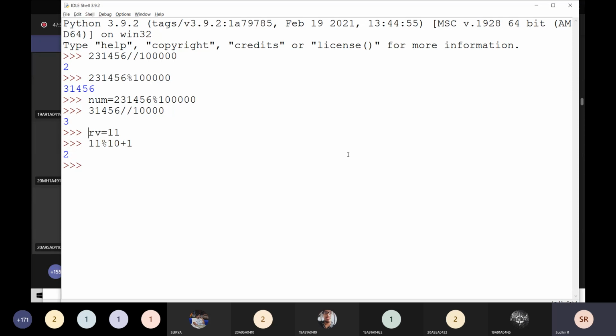Okay, for example, if it is going to be 10, again I'm going to write 10 mod 10 plus 1, then it becomes 1. Is it clear? If any value, for example, if we give RV is equal to, for example, 101, I'm going to do 101 mod 10 plus 1, then it is going to be 2. Is it clear?